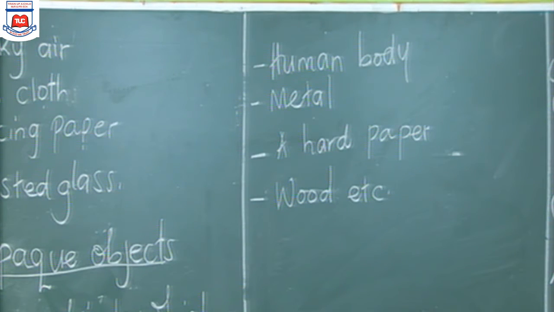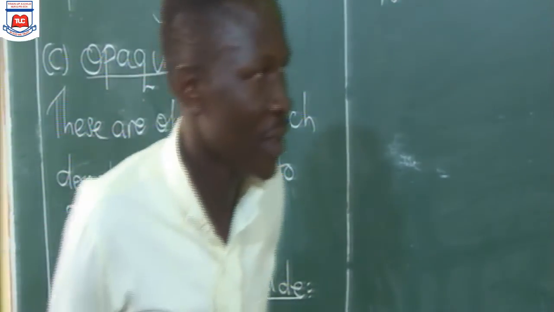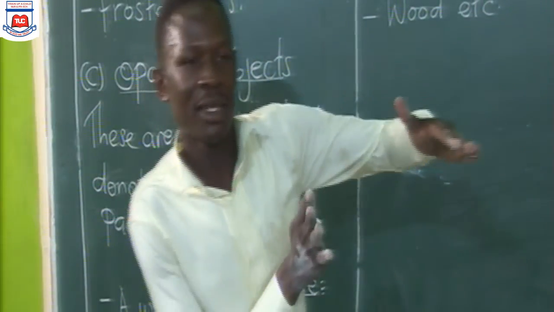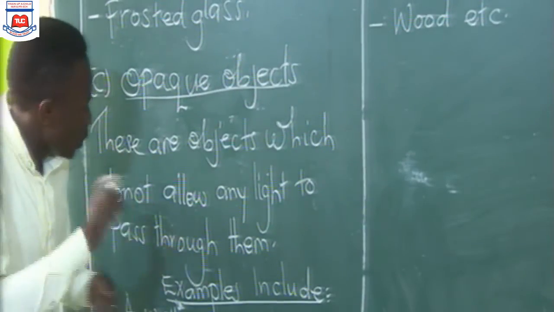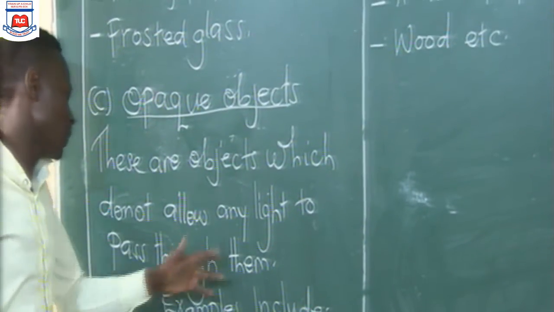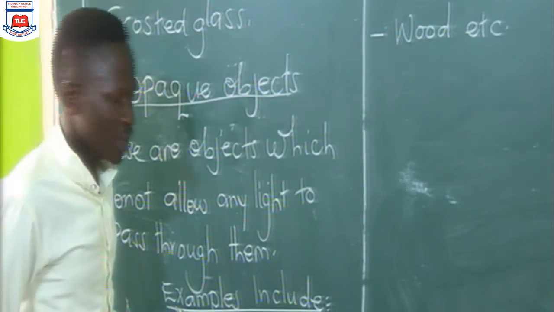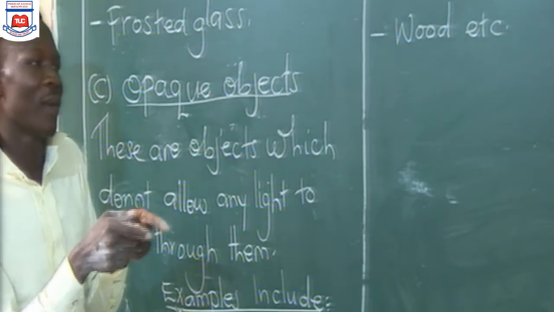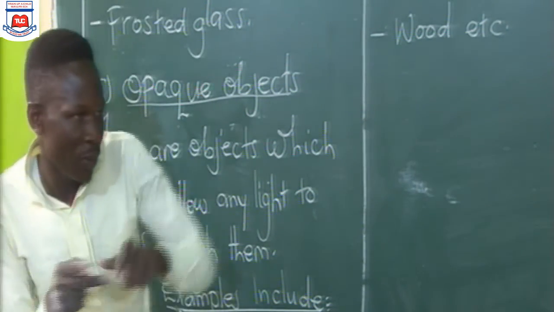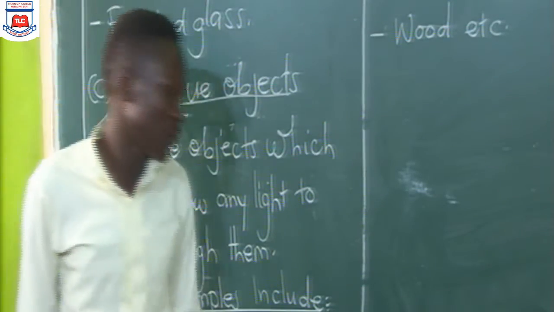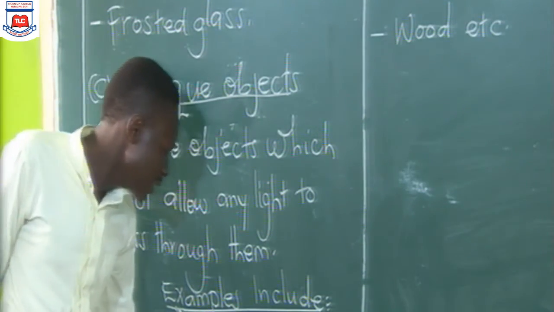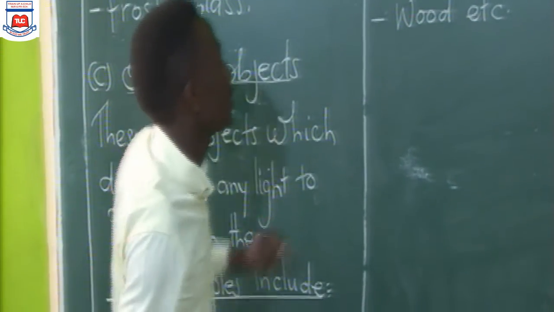So what are opaque objects? We say these are objects which do not allow any light to pass through them. The word opaque simply means to obstruct, making light not pass through that object. Examples include a wall. A wall of a building cannot allow any light to pass through. If you create a hole facing the source of light, a little light will pass through it, but if you don't create a hole, nothing will happen. We have a block, which you can also call a brick. Then we have stones.